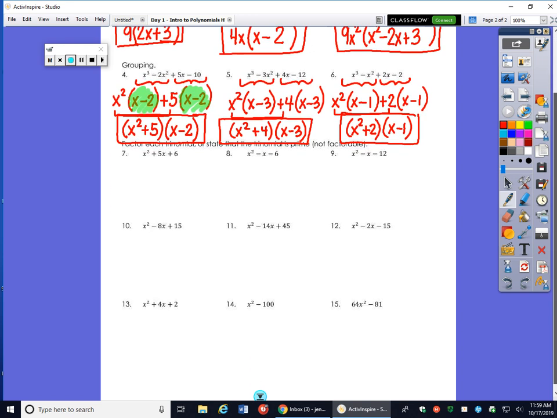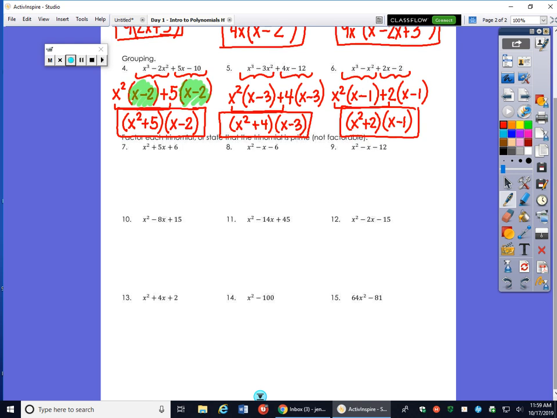Okay, the last ones are factoring trinomials. Remember that you're looking for 2 factors of c that add up to b. So we're wanting 2 numbers that multiply to give us 6, but those same 2 numbers have to add up to 5. And then you just make binomials out of them. So it ends up being 3 and 2.